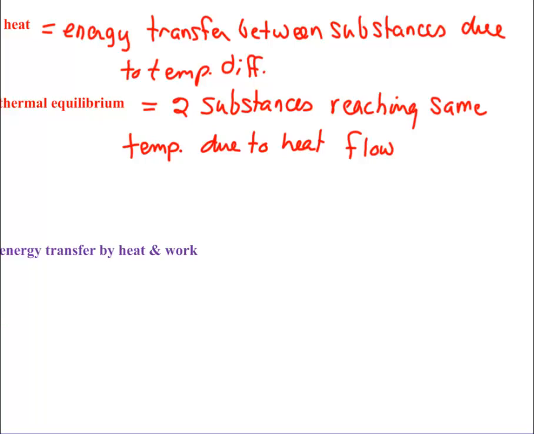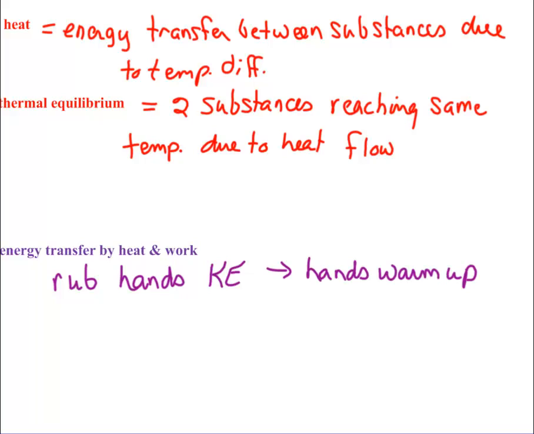We defined energy transfer as work. We can also have energy transfer by heat. When you rub your hands together, your hands have kinetic energy because they're moving, and if you rub them long enough and fast enough together, you'll notice that your hands warm up. So the rubbing of the hands is kinetic energy. The hands warm up. So that increases the internal energy of the particles in your skin. Internal energy increases, which means that the temperature increases.